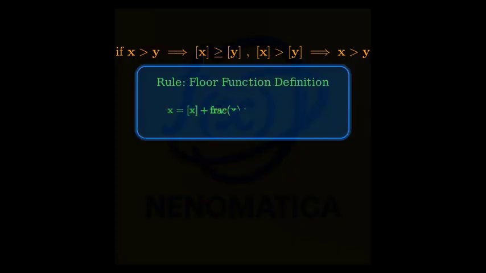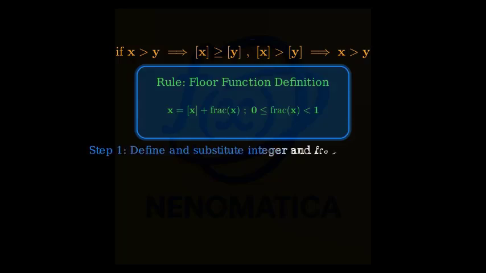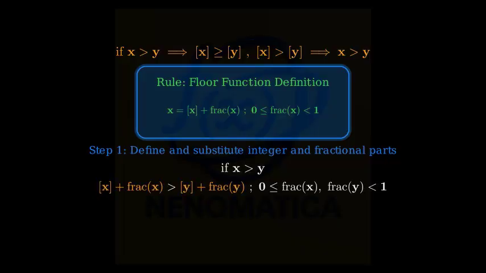Step 1 uses the representation of a real number as the sum of its integer part and its fractional part. We state the floor function definition for both x and y. Now we start from the hypothesis. If x is greater than y, substitute both x and y with their floor plus fractional part, and keep in mind that both fractional parts lie between 0 and 1.